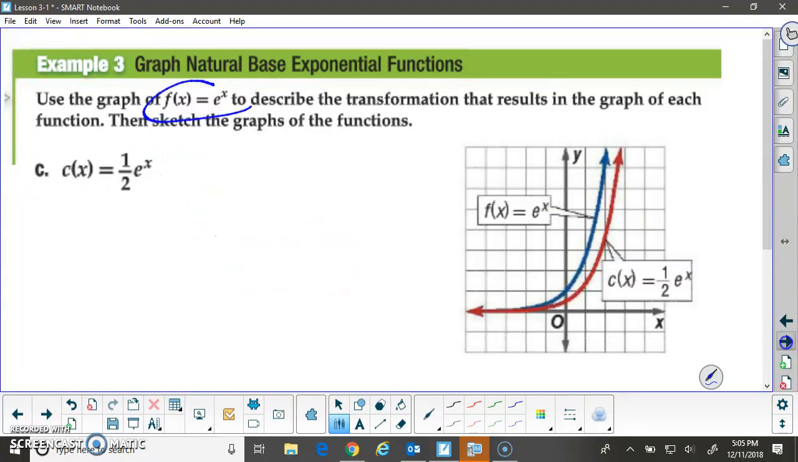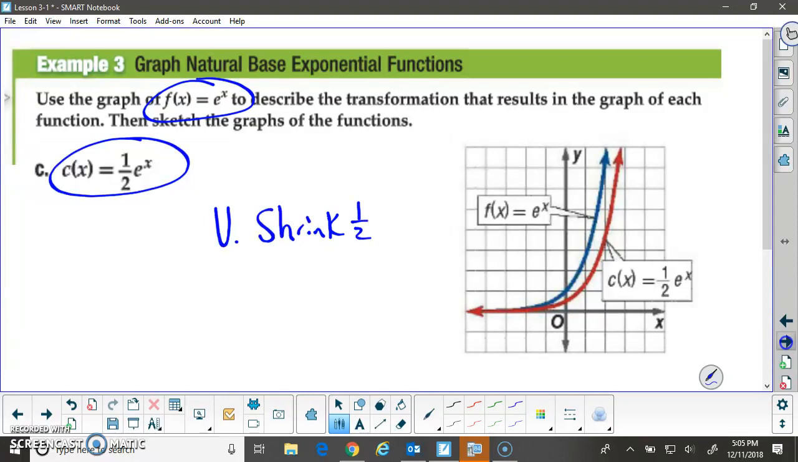Next, if we compare e to the x to 1/2 e to the x, that 1/2 is on the outside, therefore it's a vertical shrink of 1/2. If you took the blue graph, vertically shrunk it by a factor of 1/2, you'd get the red.